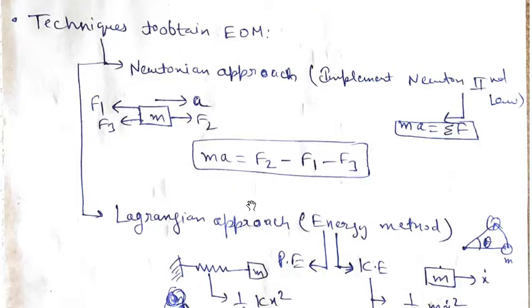Okay, now next is the Lagrangian approach. The Lagrangian approach is a very important approach, and simpler than the Newtonian approach, because whenever the system becomes complex, or whenever we have a large number of degrees of freedom in a particular system, then this approach is very helpful and applicable. It is based on the energy method. You want to determine the energy of different elements of a system.